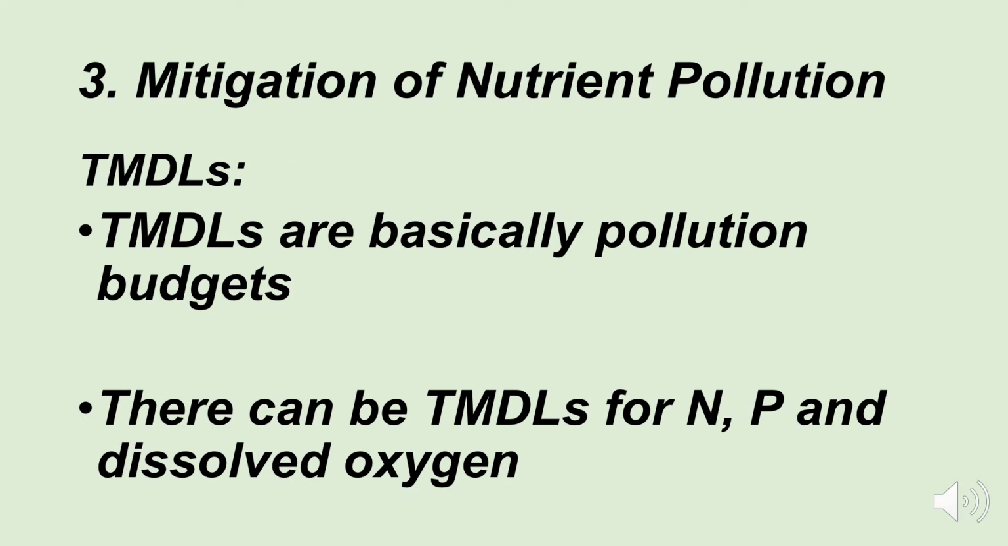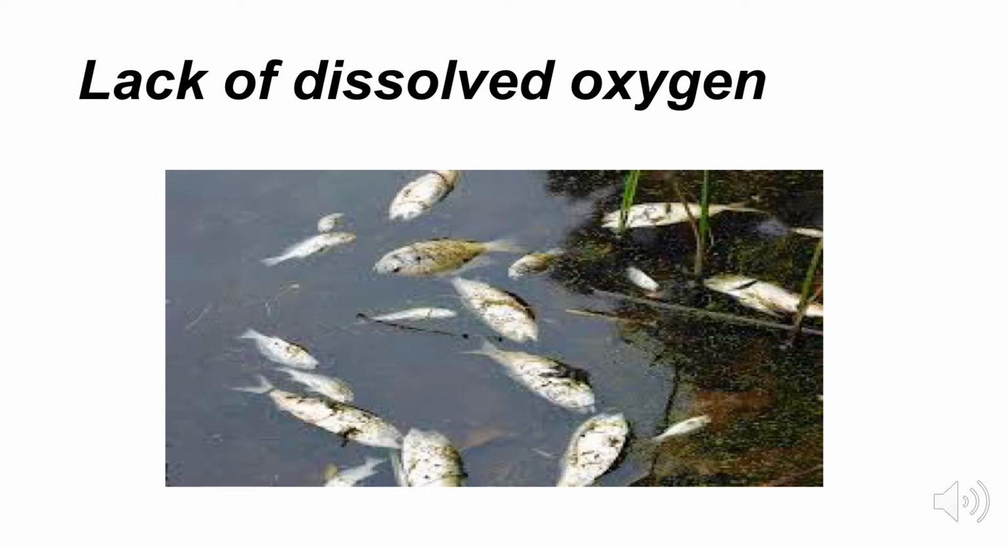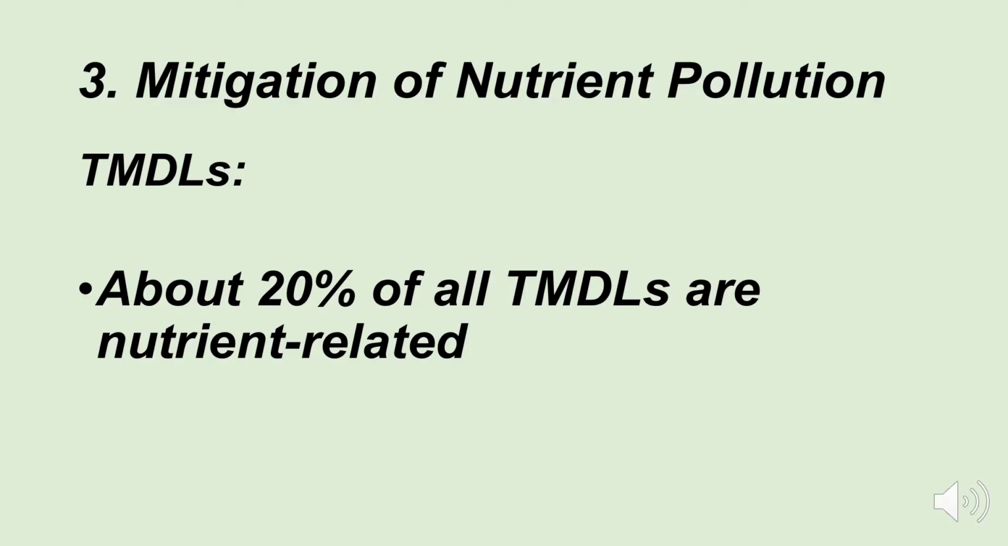A body of water can have a TMDL. Here's a picture of an example of a surface body of water that does not have enough dissolved oxygen. The net result is a fish kill. The fish suffocated because they did not have enough oxygen. So the most common TMDLs are developed for sediment, because by far that's the biggest surface water quality problem we have. However, about 20% of all the TMDLs are related to nutrients, nitrogen and/or phosphorus.